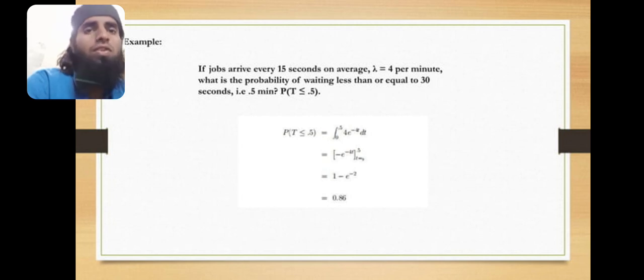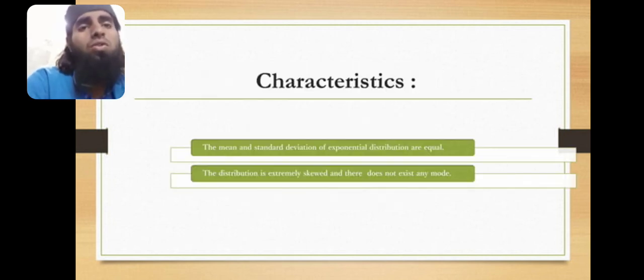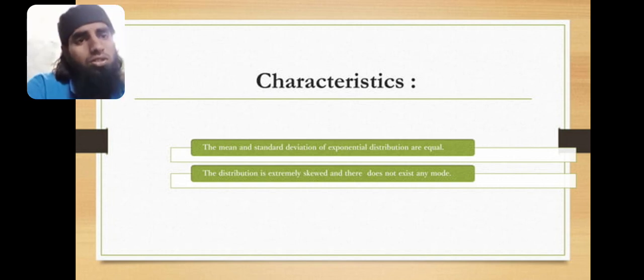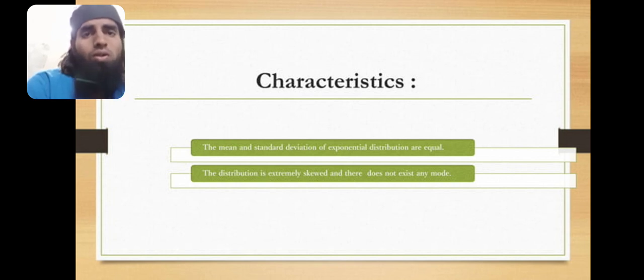Here also in the solution the characteristics are that the mean and standard deviation of the exponential distribution are equal. The distribution is extremely skewed and there does not exist any mode.